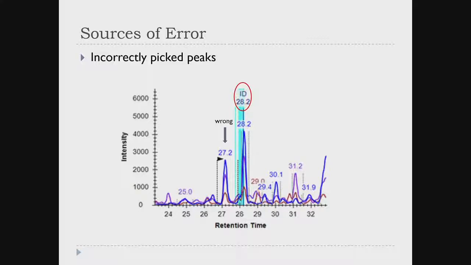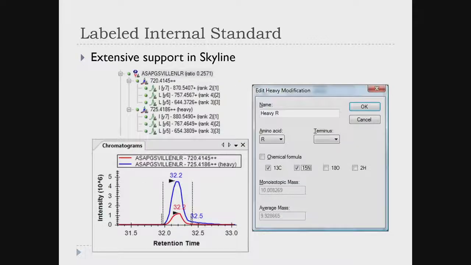Here's an ID right in the middle of this peak. That really is the peak we want picked, but instead this other peak was picked. And so if you have a tool that just spits out a bunch of numbers and then you never go back and inspect them, you're prone to all these sources of error.